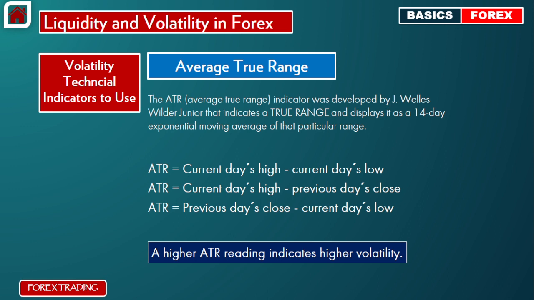So a higher ATR reading indicates higher volatility. So by applying average true range with this formula and these calculations, we can find out the ATR value, and if it is high, then there is higher volatility.